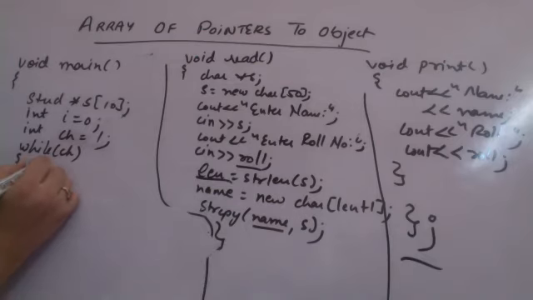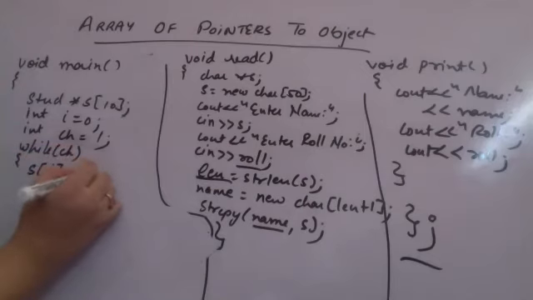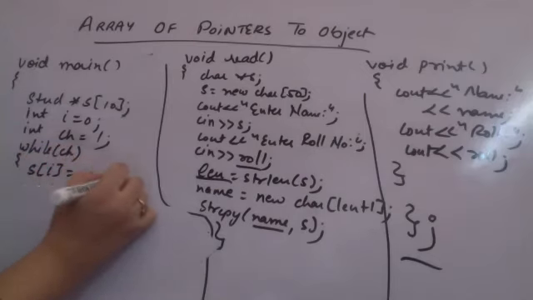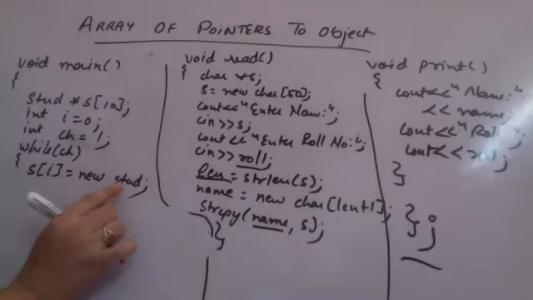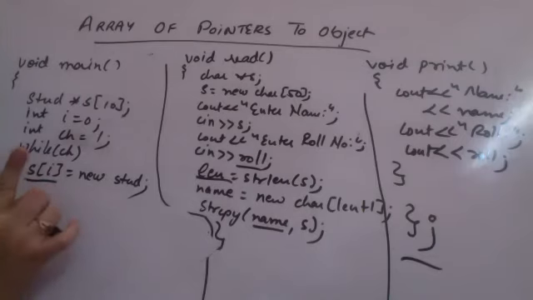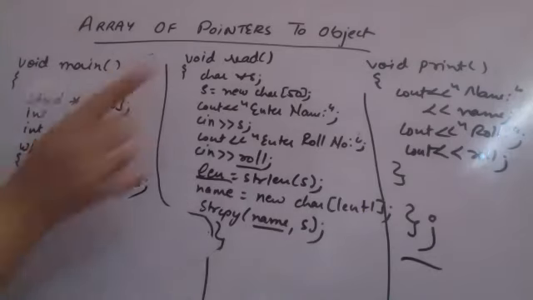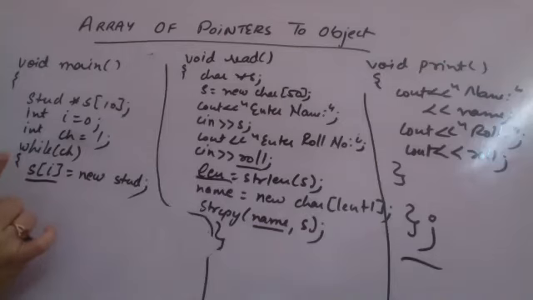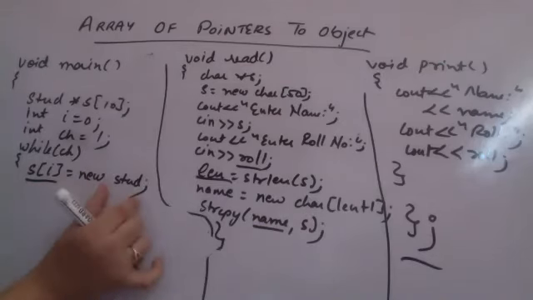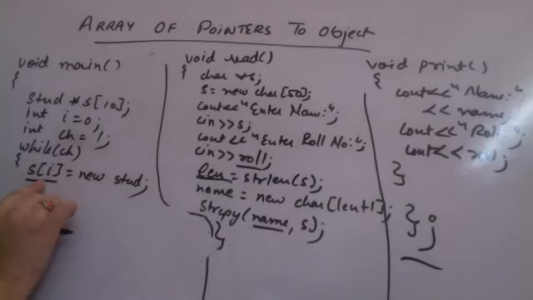S of I is equal to new student. Now here I have created the object. Understand, S of I is a pointer. एक सिंगल पॉइंटर है. एरे ऑफ पॉइंटर्स में से पहली लोकेशन ली है सिंगल पॉइंटर टू दी ऑब्जेक्ट में. न्यू से हमने कितने साइज एलोकेट करे मेमोरी में ऑफ टाइप स्टूडेंट, तो उतना साइज उतनी मेमोरी एलोकेट होके the address will be returned in S of I.